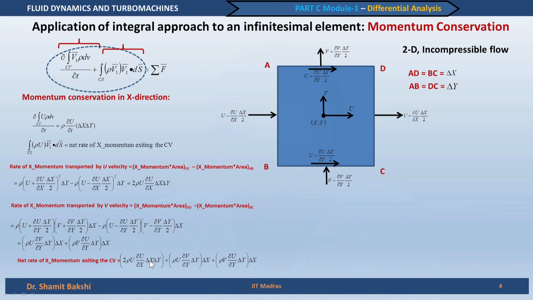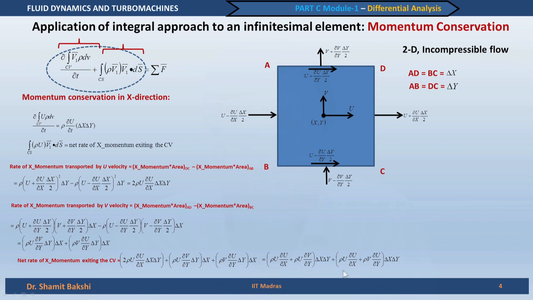This part directly comes from the rate of x momentum transported by u velocity. This has directly come from the rate of x momentum transported by v velocity. So, it has come from there. Delta x into delta y is a common factor in all these expressions. So, now we can simplify this further. What we can do is we can write it in this form.